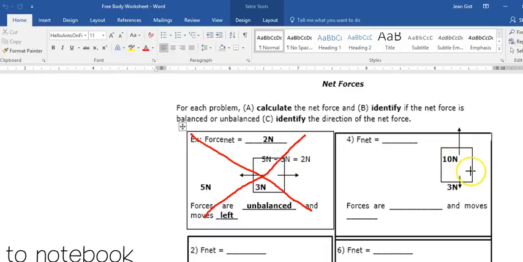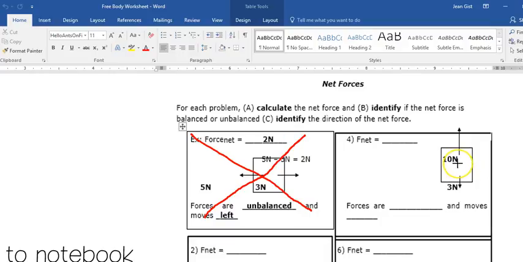So all you're doing on these are called free body diagrams, and all you're doing is adding or subtracting the vectors, okay? You're going to subtract the vectors that go in opposite directions just like you did before, and you're going to add the vectors that go in the same direction just like you did before. These two vectors are going in opposite directions, so you are going to subtract one from the other.